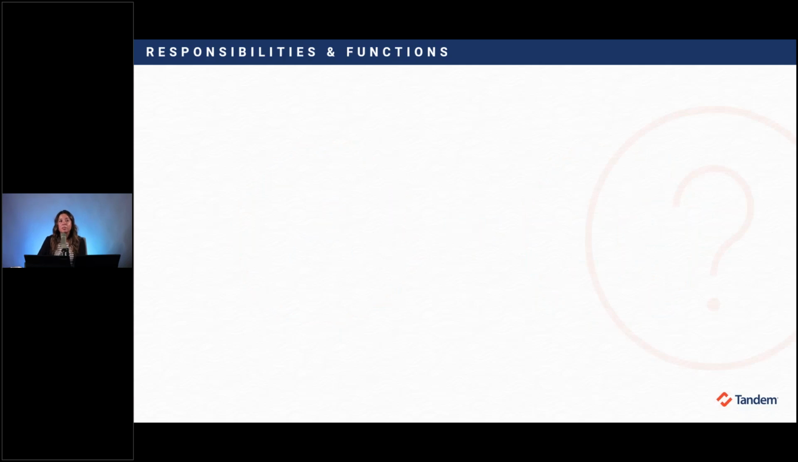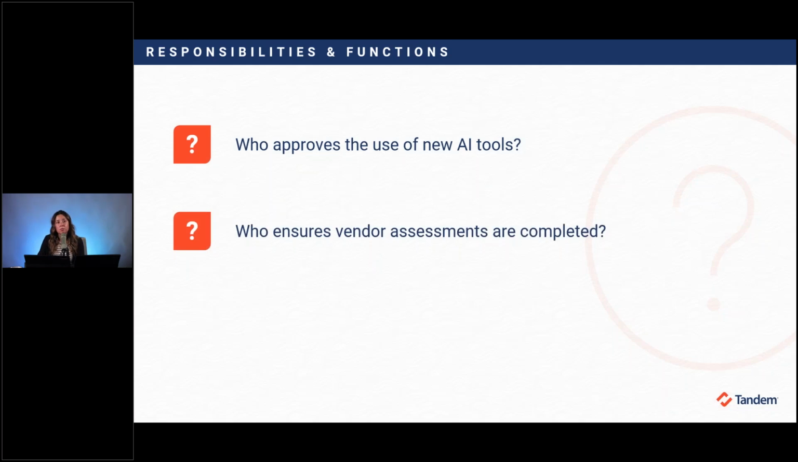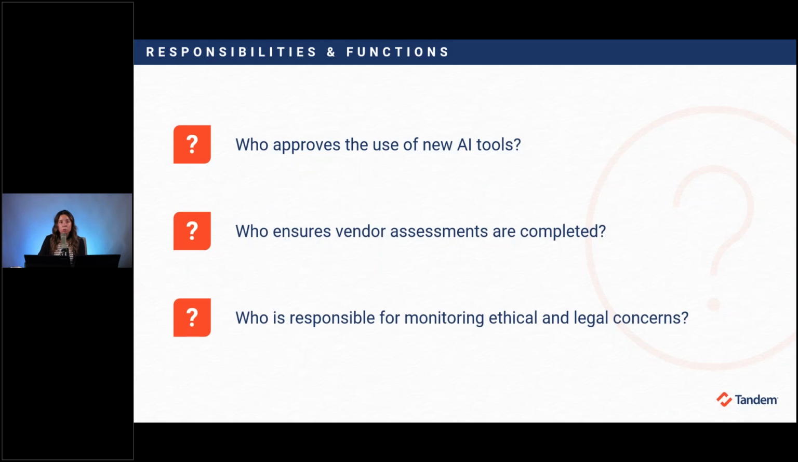You also want to make sure responsibilities are clearly defined. You can ask, who approves the use of new AI tools? Who ensures vendor assessments are completed? Who's responsible for monitoring ethical and legal concerns? The goal isn't to add complexity, it's to ensure decisions about AI use are thoughtful, documented, and accountable. This prevents surprises later, especially when something goes wrong or when regulators start asking questions.